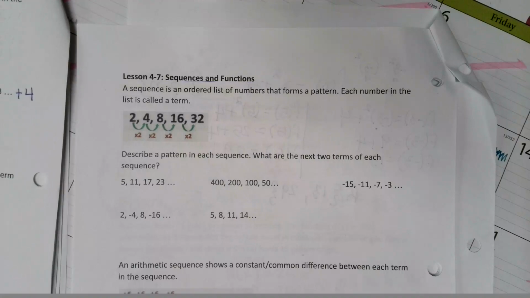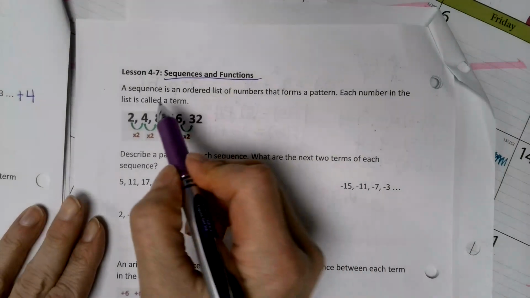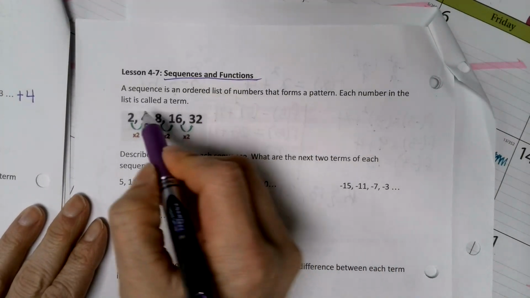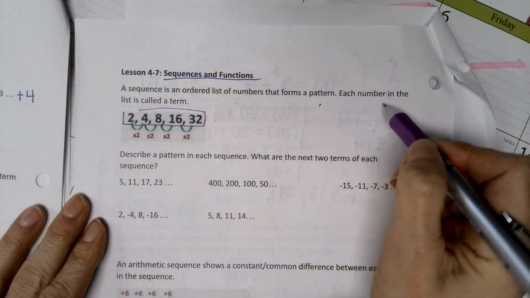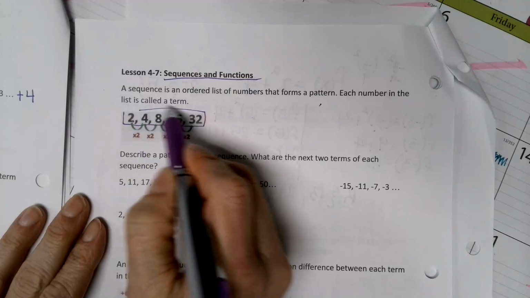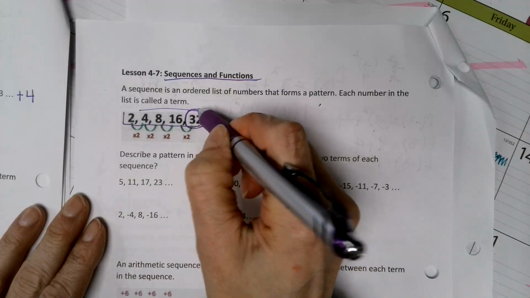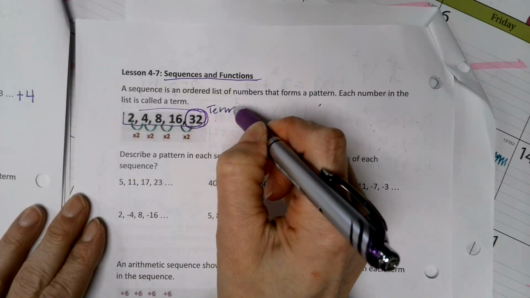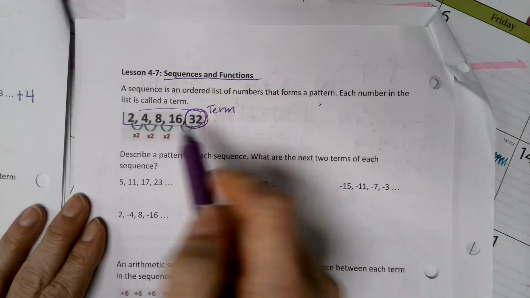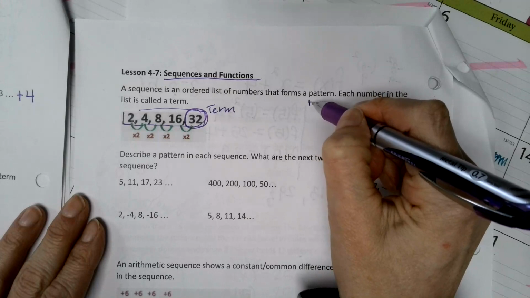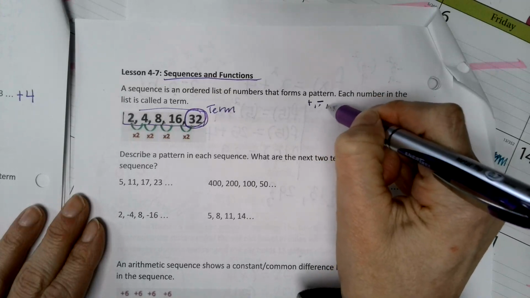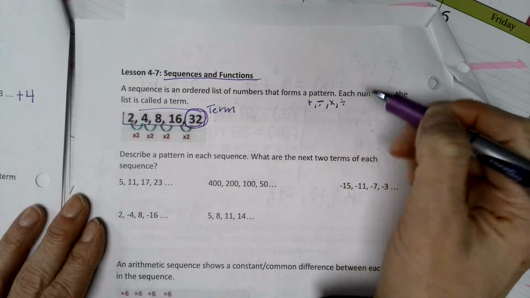Let's go through lesson 4.7, sequences and functions. A sequence is an ordered list of numbers, like this one right here, that forms a pattern. Each number in the list is called a term. So this right here is a term. Each of those larger black numbers there is a term. The patterns can be anything like adding, subtracting, multiplying, or dividing. That can be any of those.